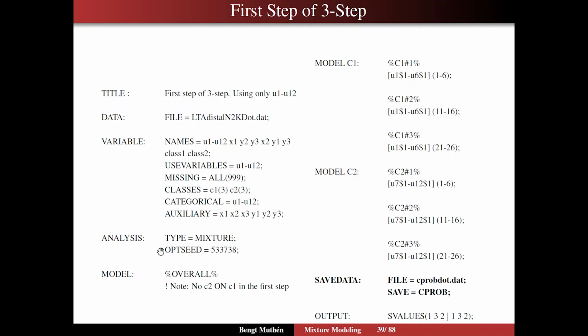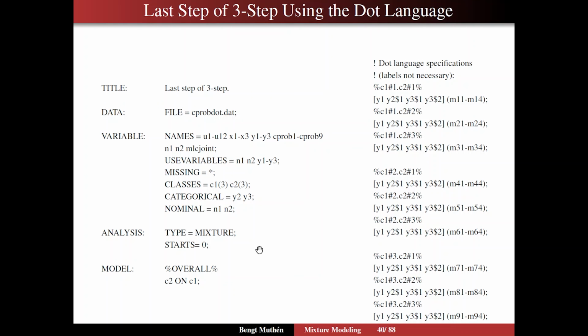And we have done a previous run, and we want to do a reordering using S values, as you see bottom right here. And we have the opposite for that, to do that. And no C2 on C1 in the first step as before. And we have measurement equalities across time, and we save the C probabilities in the cprob dot dat data set. And off we go into the last step of 3-step using this dot language.